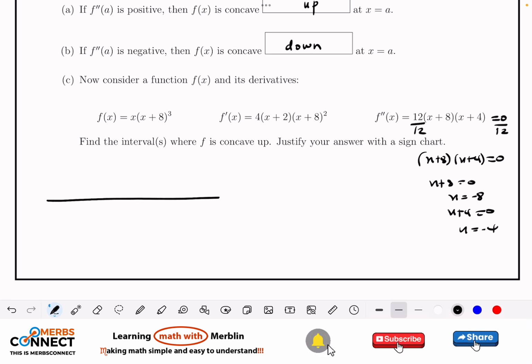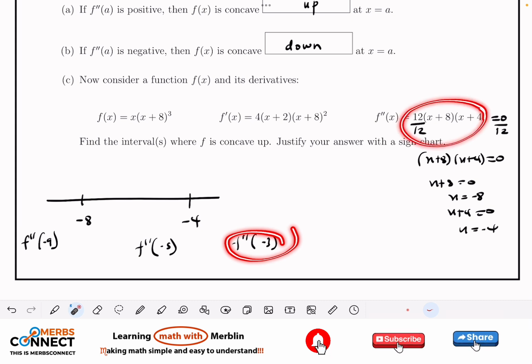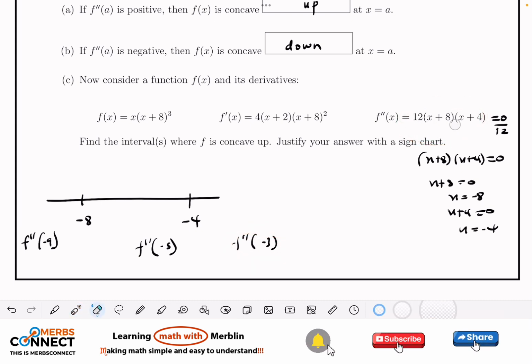Let's put them on the number line. So -8 and then -4. Now we pick f''(-9). Pick f'' of, we can pick like -5. Can pick f'' of -3. Then we are going to plug these inside this. So that's what we are going to do.